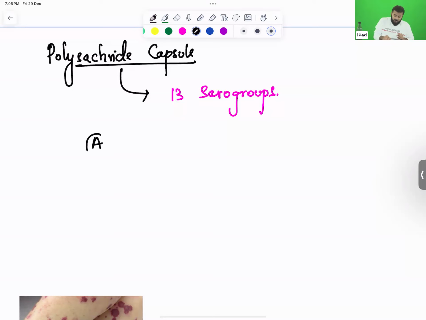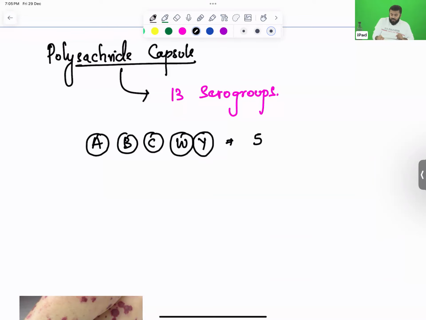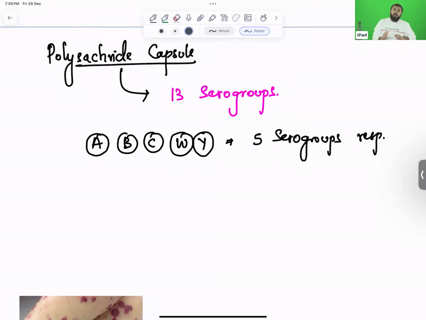Sero group A, sero group B, sero group C, sero group W, sero group Y. How many are there? 5 sero groups. 5 sero groups are responsible for causing disease. Now you are telling that, sir, these are the 5 sero groups out of 13 which will cause very dangerous diseases. So what I will do is, I will start preparing vaccine against these 5 sero groups. Matlab, against sero group A, I will prepare a vaccine. Against B, against C, against W also, I will prepare a vaccine.